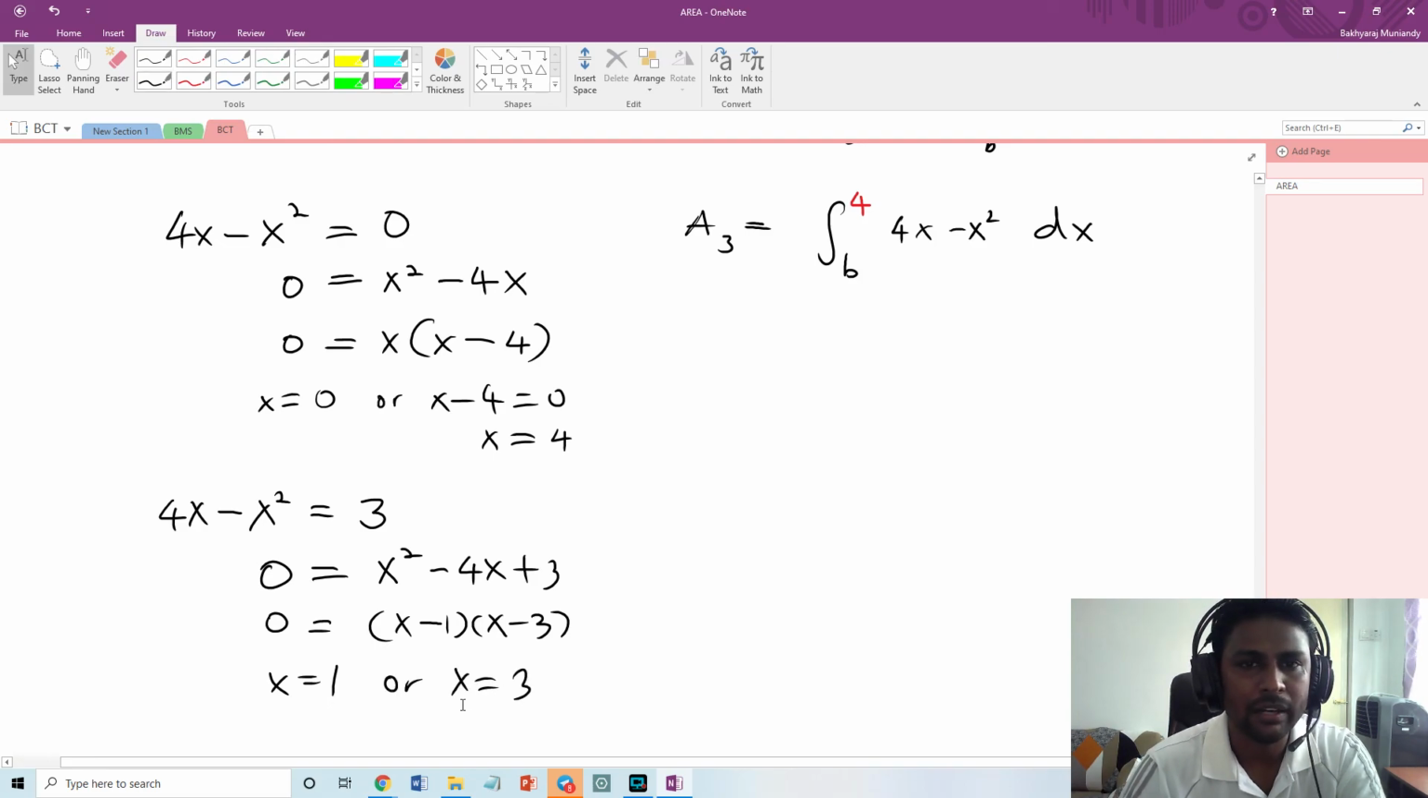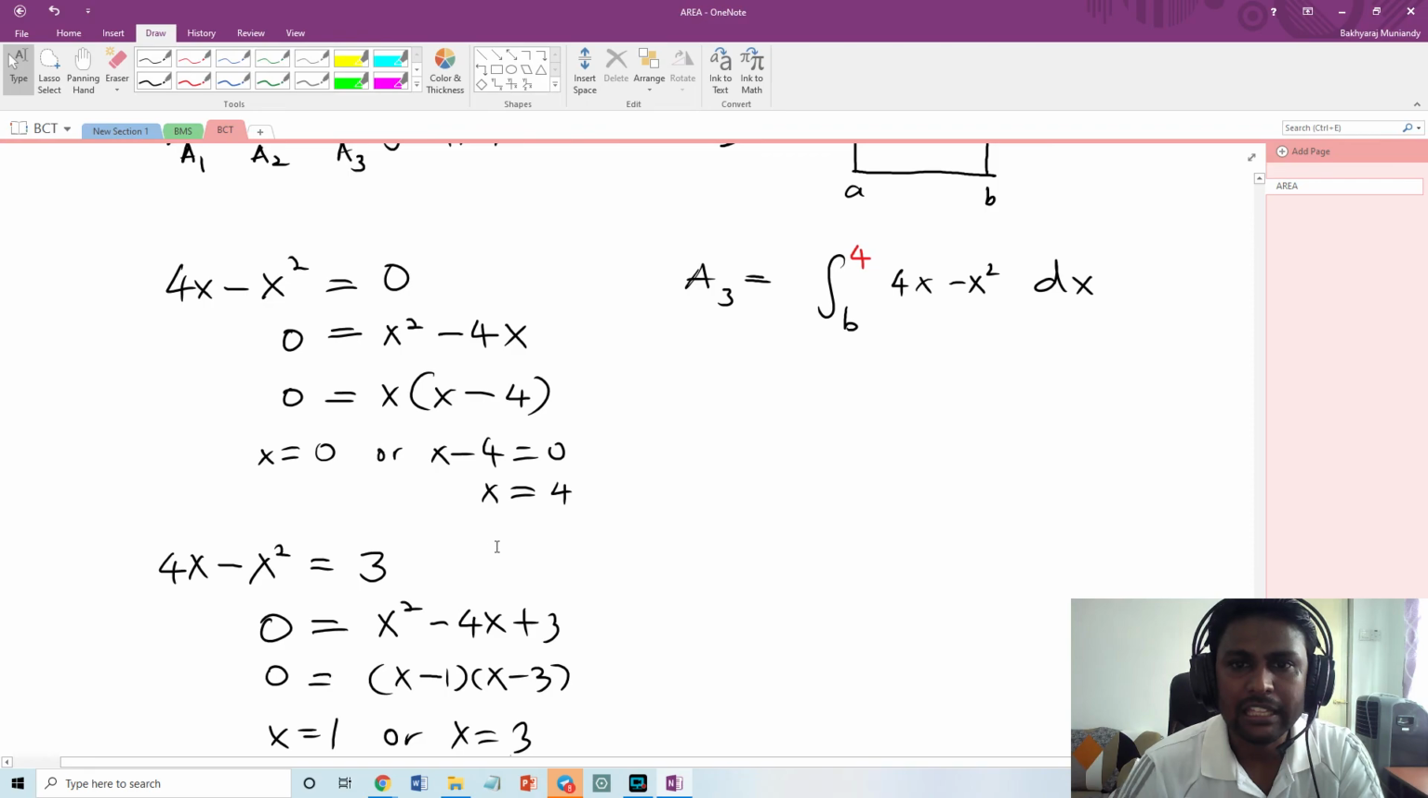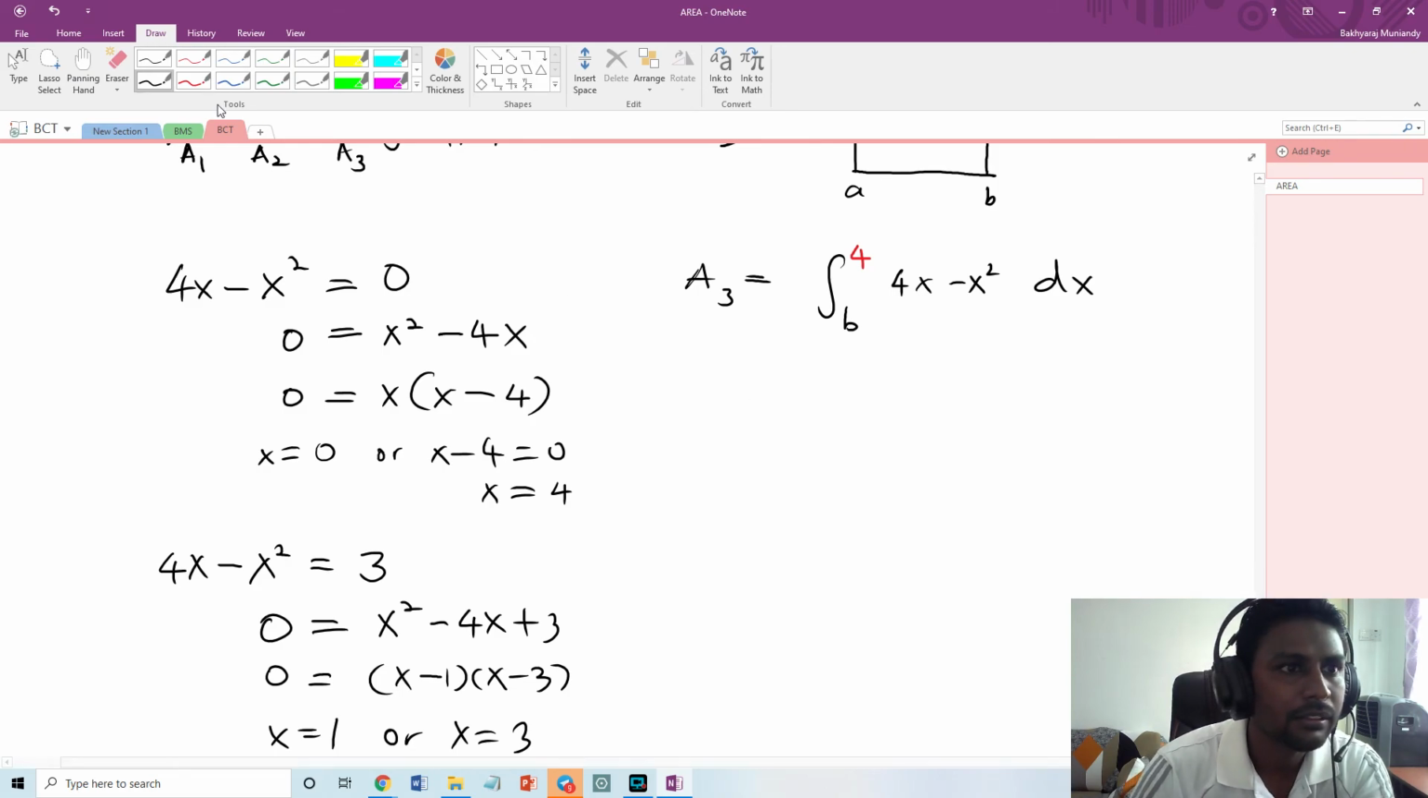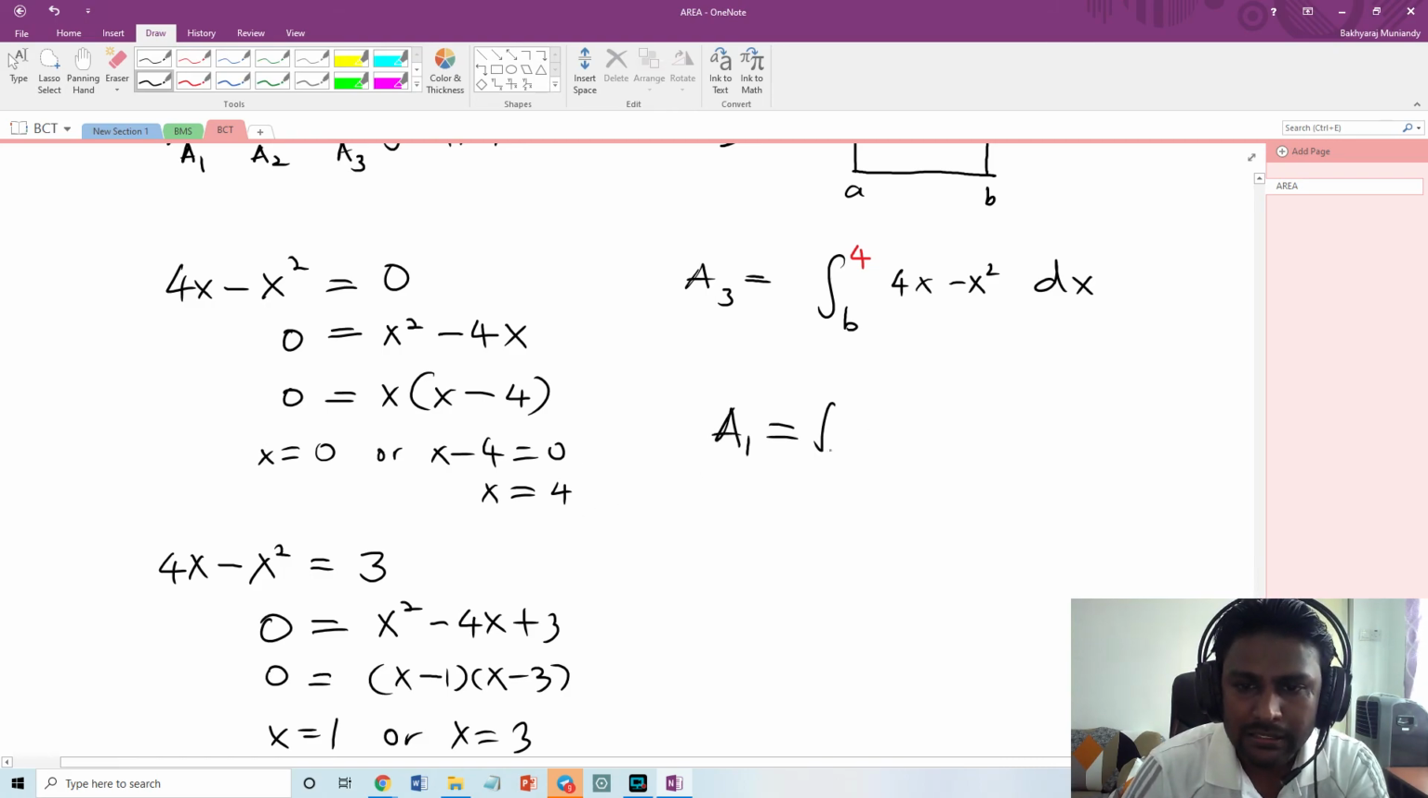Okay, so kita dapat 1, 3. Dan 1, 3 ni kita masuk balik dalam kita punya equation lah, A1. Okay, what is our A1 just now? Kita tengok balik A1. So A1 just now, if I'm not mistaken, A1 should be the integral from 0 to 1 of 4x minus x square dx. Okay, kita cuba selesai ni dah.